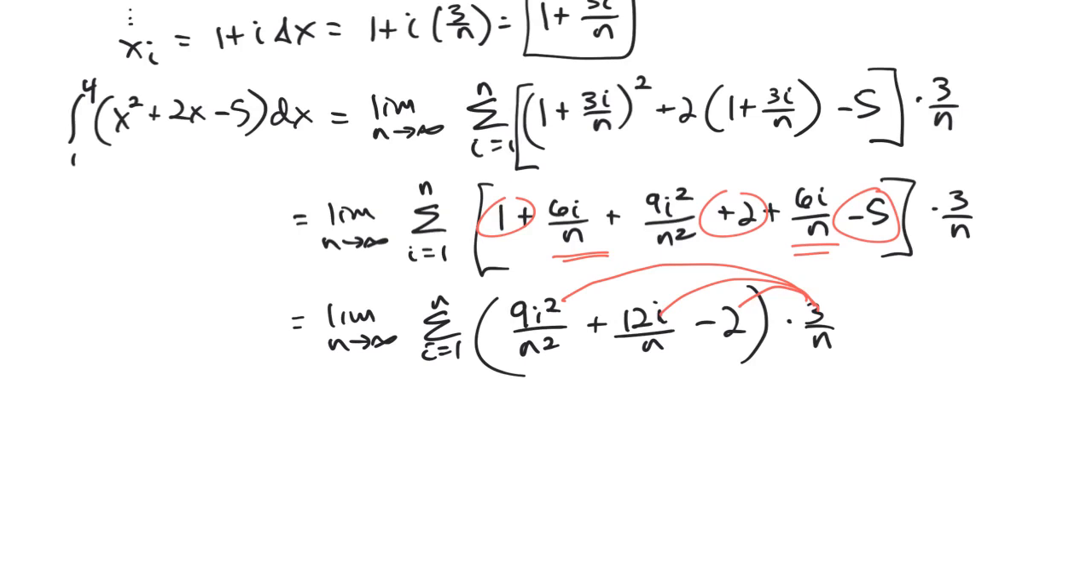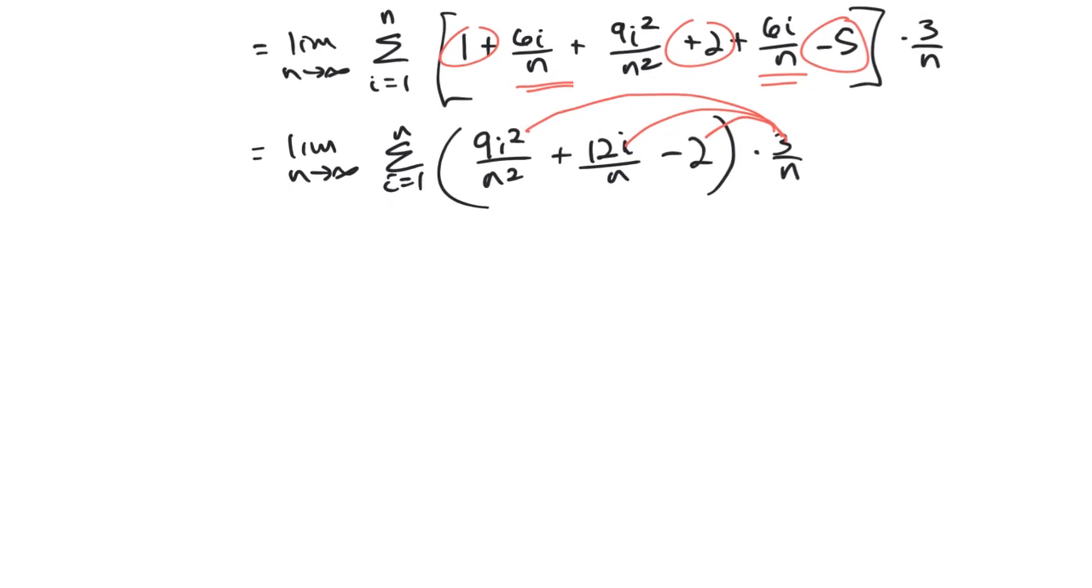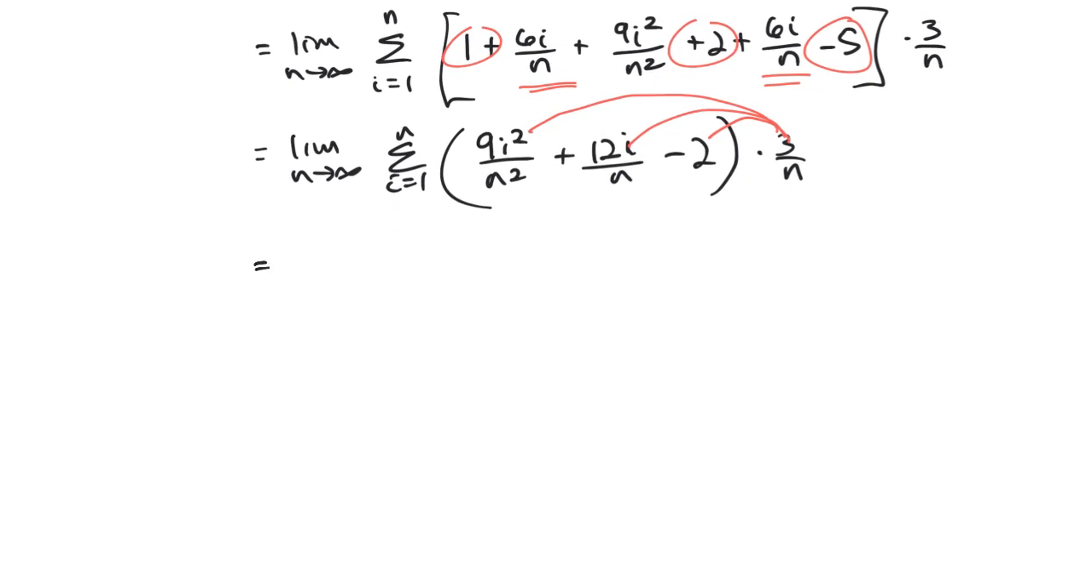I'm also going to separate, like this here, really isn't this the same as 9 over n squared times i squared? So I'm going to separate those a little bit because we're going to have to separate those eventually anyway. So, moving up here, this is equal to the limit as n approaches infinity of the sum from 1 to n. So I distribute this 3, so that would give us 27 over n cubed i squared plus 36 over n squared i minus 6 over n.